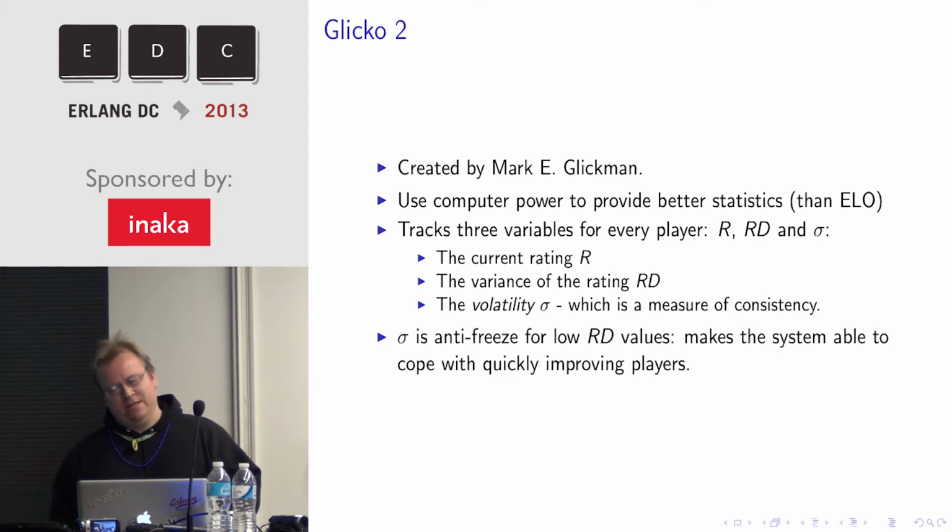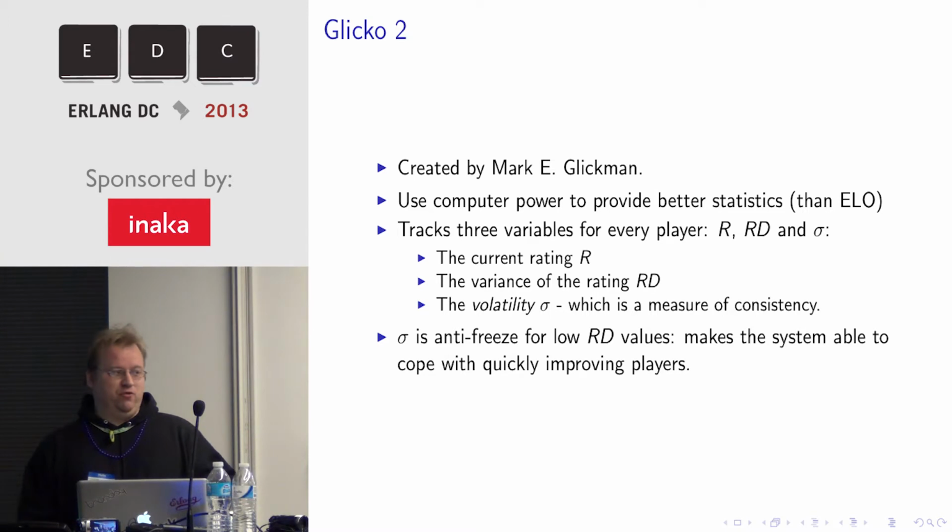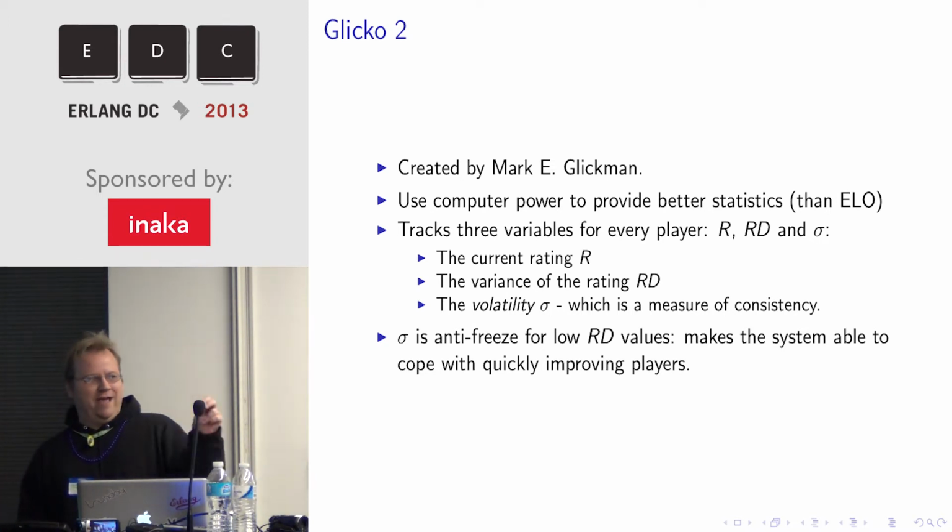The basic idea is that you have a system which is very much known from chess called the Elo rating system. The Elo rating system has one very big advantage. It's pocket calculator friendly. You can basically calculate it by hand if you want. But we have computers, so the idea is let us write a system that uses way more computer power in order to give better rankings for players.